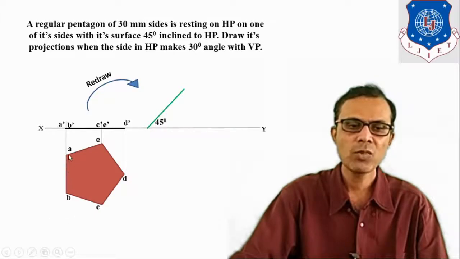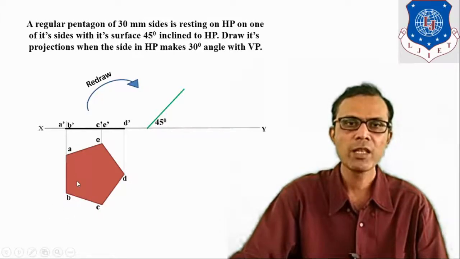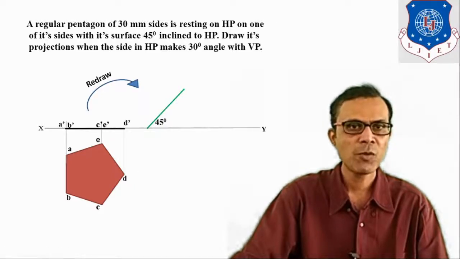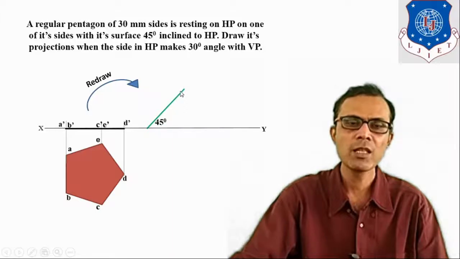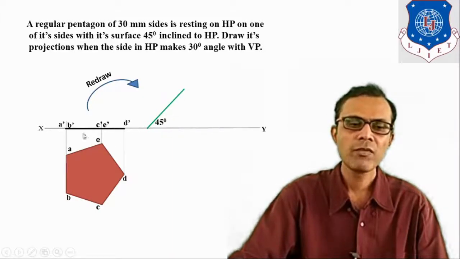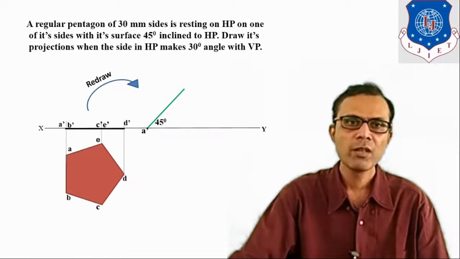Because we assume that it is resting on side AB, AB will remain always on HP. So the projection of A and B, A dash B dash, is on XY, and from that point we have drawn this 45-degree angle with this same length.